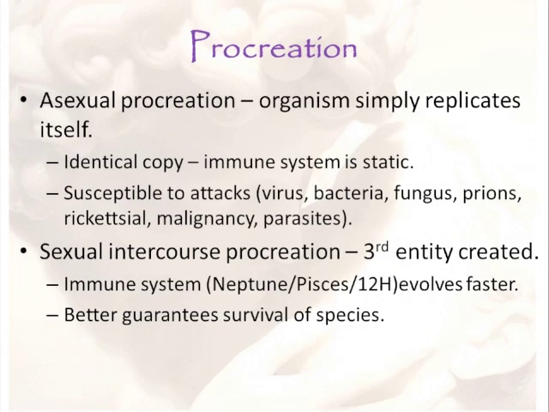The immune system in general is ruled by the archetype Neptune, Pisces, and the 12th house. And when we have an immune system that is continually evolving, this better guarantees the survival of any species, as it has to deal with the attacks to its system in the various ways we've just discussed.